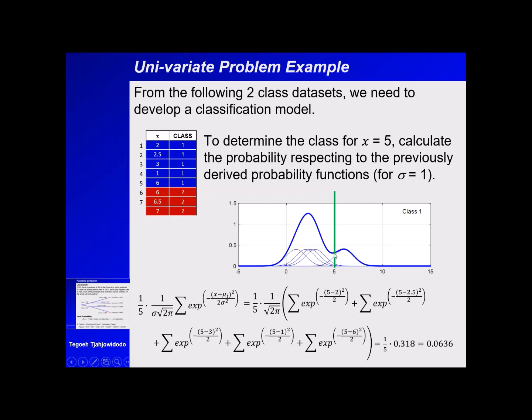So the summation is equal to 0.318, which is this one. I divide it by 5. This is the probability of the value of 5 as an output in my third layer in my networks. So how does this correspond to our definition, our conclusion in finding the probability of the value of 5 to become the first class?